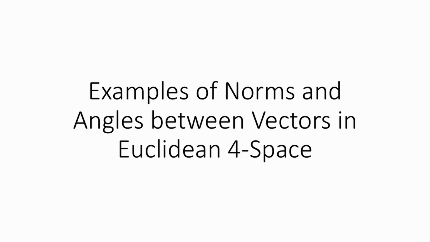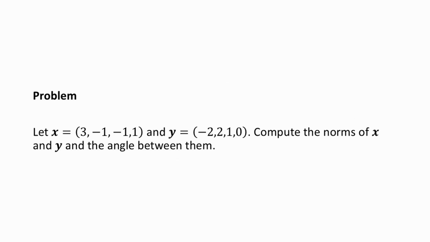Examples of norms and angles between vectors in Euclidean 4 space. Here is a problem. Let x equal the tuple (3, -1, -1, 1), and y equal the tuple (-2, 2, 1, 0). Compute the norms of x and y and the angle between them.